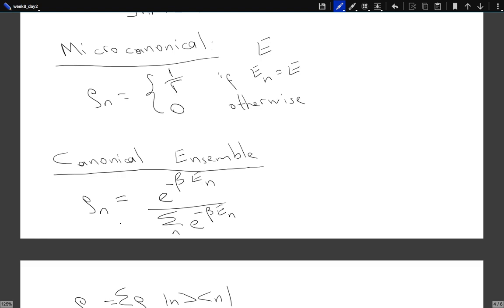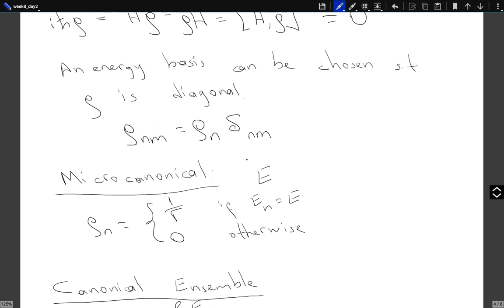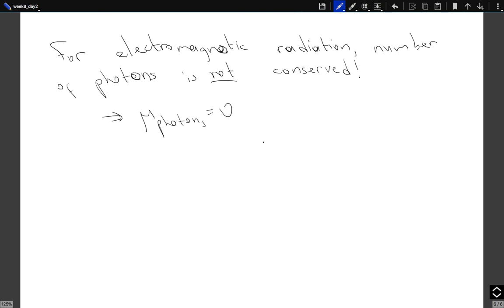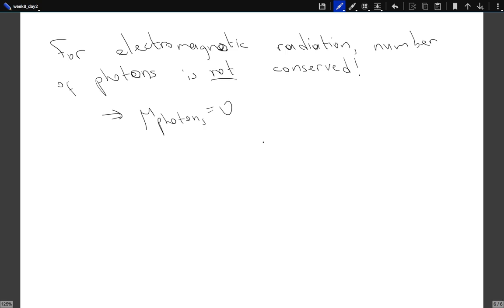Of course, rho need not be diagonal. Here, I know that rho is diagonal in the energy basis, but it need not be diagonal in an arbitrary basis. So you need to pay attention to the off-diagonal elements if you are using some non-energy basis. Any questions? Let's do some simple applications.